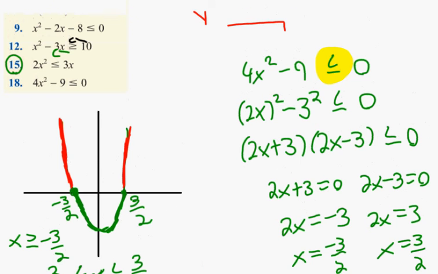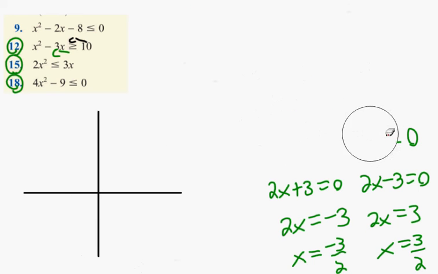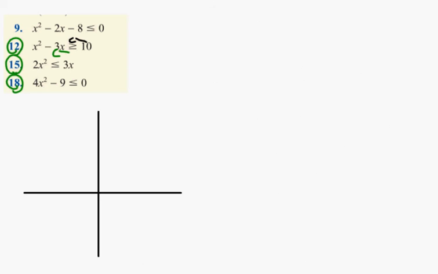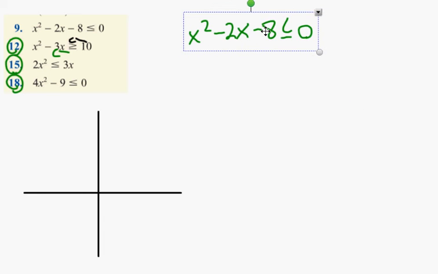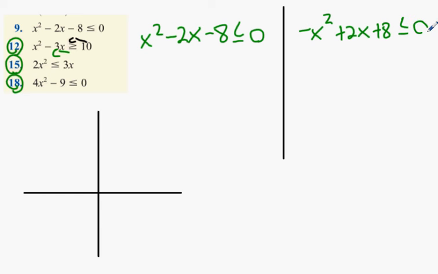Now, what we're moving on to today is, I did 12, 15 and 18. This one here is relatively basic, but what I'm going to do is two different questions. They're very similar, but they're two different questions. I'm going to do question 9, but beside question 9, I'm also going to do another question at the same time. The other question I'm going to do is minus x squared plus 2x plus 8 less than or equal to 0.